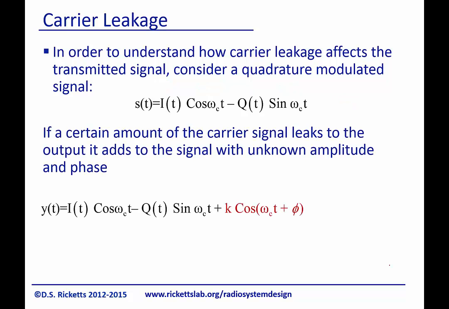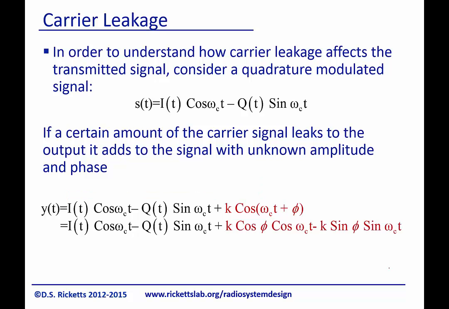So now what happens if a certain amount of carrier leaks to the output? And so what we've done here is we've just added some factor k of our carrier and a small phase difference. So here we have our Q modulated signal, our I modulated signal, and this is just a single tone of the oscillator.